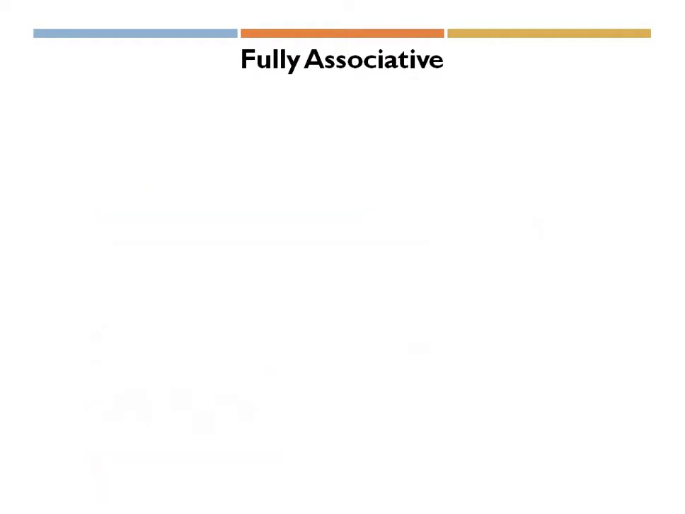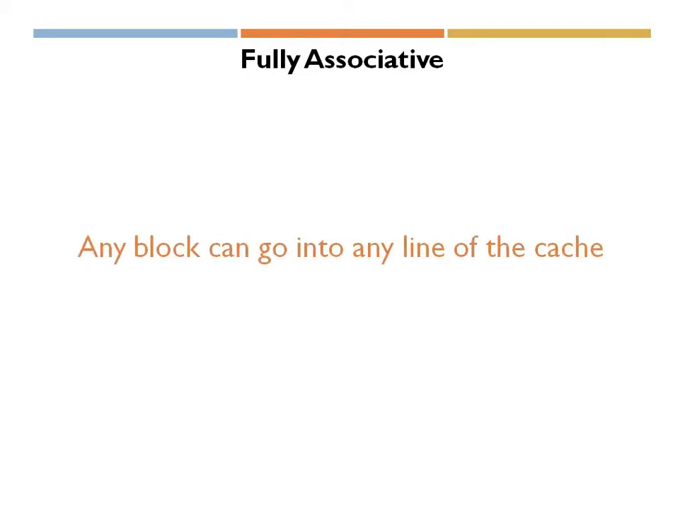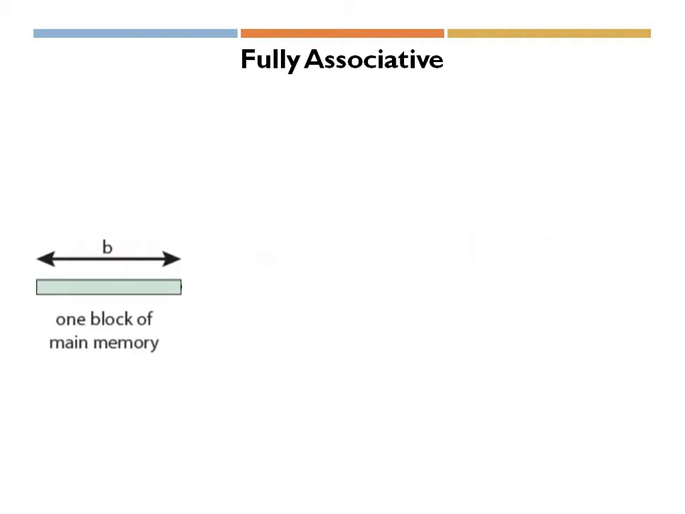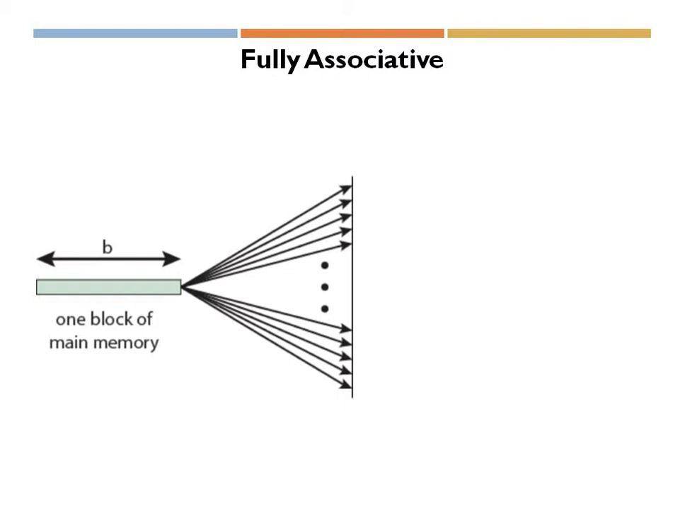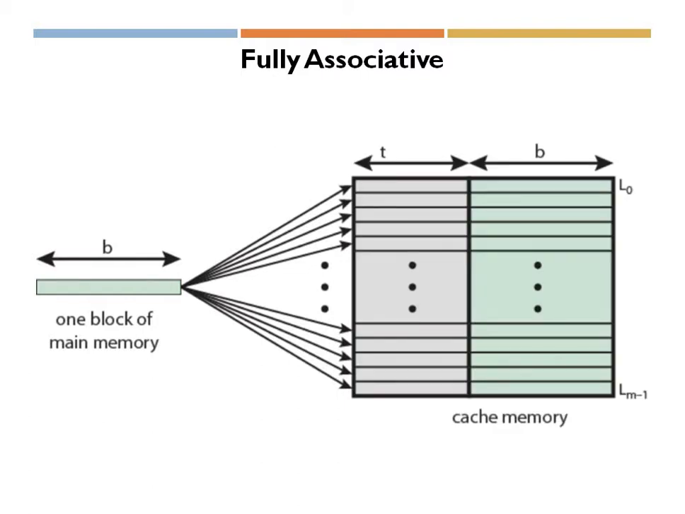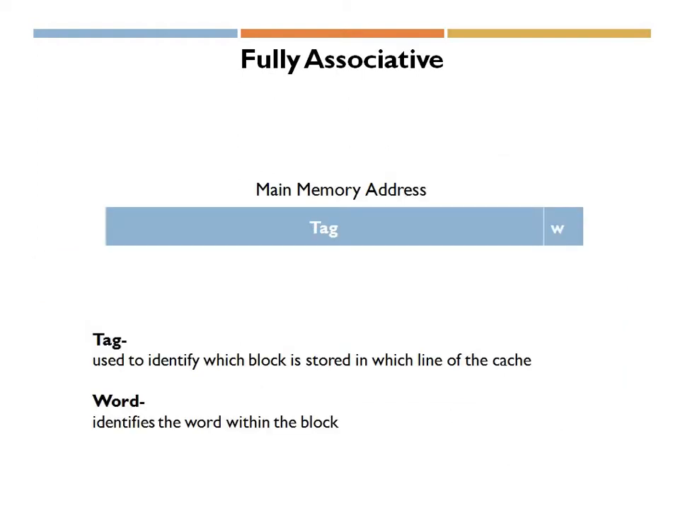The next one is fully associative. Fully associative states that any block can go into any line of my cache. So if I say this is one block of main memory, I can map it to any of my cache memory lines. Whereas in the previous one, direct mapping, one block of memory is associated with exactly one line of my cache memory.